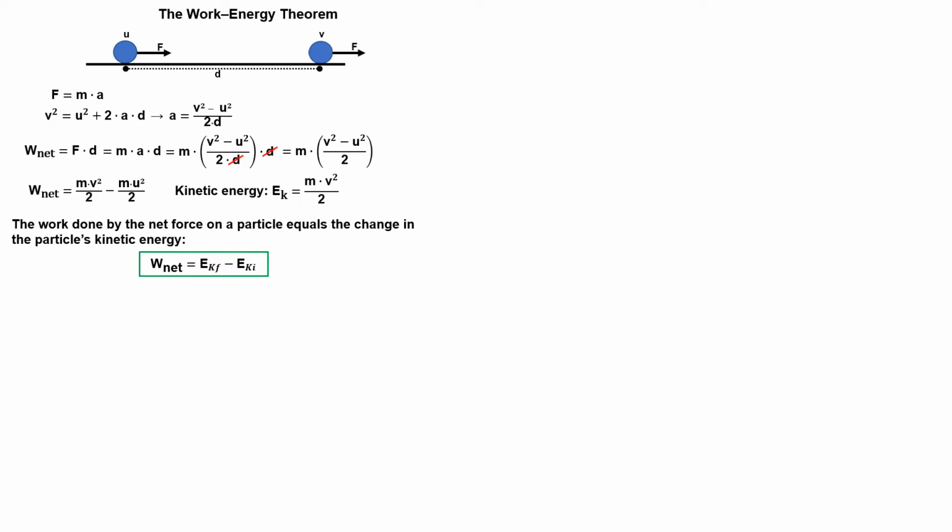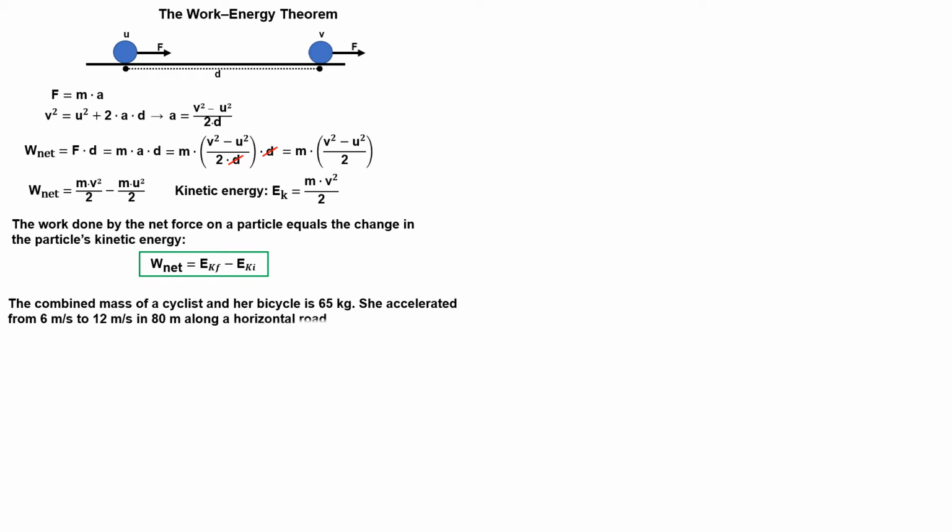Let's see how the work energy theorem works. The combined mass of a cyclist and her bicycle is 65 kilograms. She accelerated from 6 meters per second to 12 meters per second in 80 meters along a horizontal road. Calculate the work done by the net force in accelerating the cyclist and her bicycle.